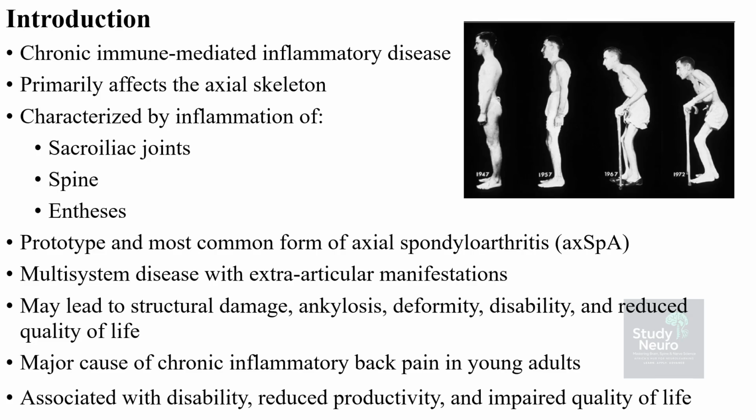The disease can also affect organs outside the musculoskeletal system. It may gradually cause structural damage and stiffening of the spine, leading to deformity and disability. This is a major cause of chronic inflammatory back pain in young adults. The impacts can be significant, affecting daily activities, work productivity, and overall quality of life. It is a serious long-term condition.